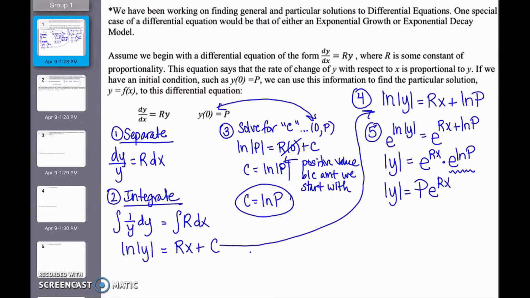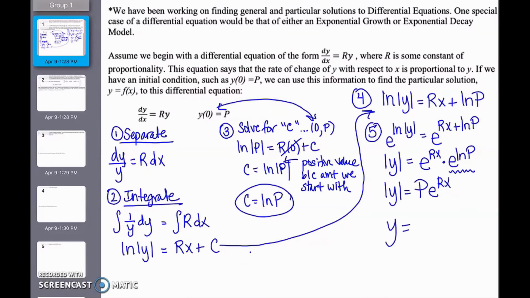Now that we've gotten to this point in the problem, we can drop those absolute value bars, because if we put a plus or minus on the other side, that wouldn't make any sense. We already discussed the fact that our p, our initial value, is a positive value.